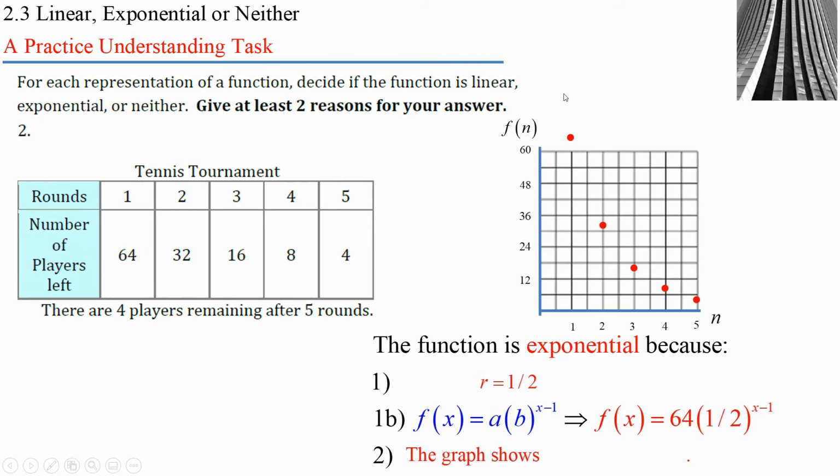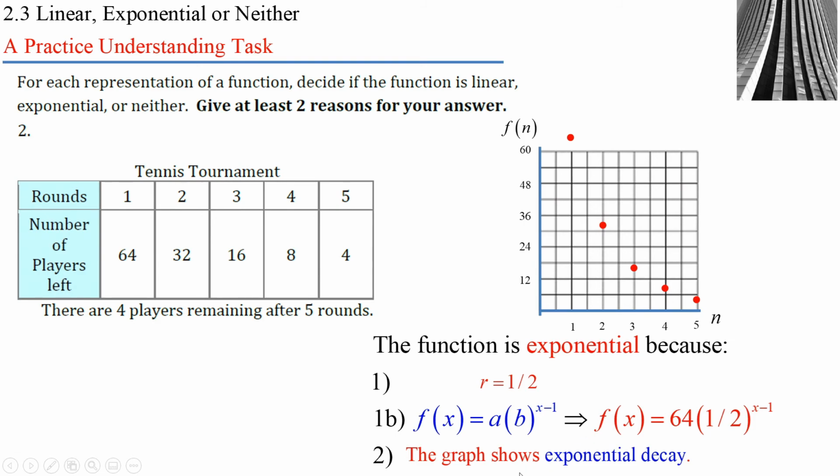So look at the scatter plot right here. Picture the curve. That is not a straight line. That's exponential, and that's exponential decay. This curve, if I drew my dashed line through the scatter plot, it would just get closer and closer to my horizontal axis, but never reach it. Exponential decay. So there's a third model right there.